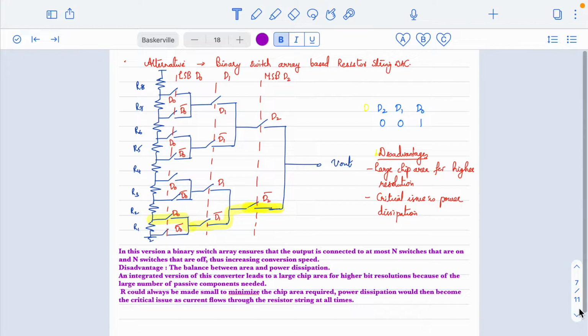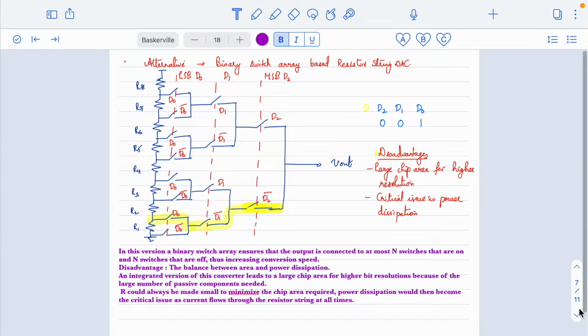But in general, both for the simple resistor string and for the binary switch resistor string, one disadvantage, especially when we look for minimum power in an IC form, is that the resistors are connected to the supply every time, and they will be drawing current. That is one drawback of this type of data converter, right? The current will be flowing through all the resistors at all times.